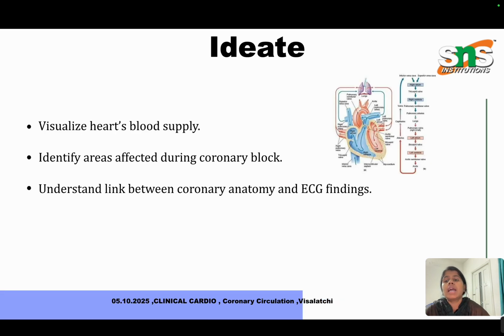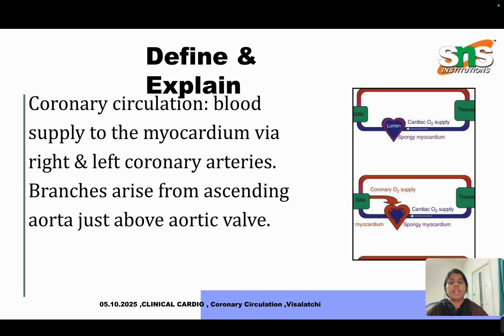So coming to the ideate, we need to visualize the heart's blood supply, identify the areas in which the coronary blocks are present, and understand and correlate between the anatomy and ECG findings. So what is coronary circulation? It refers to the network of arteries and veins that nourishes the myocardium. The coronary arteries arise from the ascending aorta just above the aortic valve. These vessels ensure constant oxygen delivery to the heart muscle.